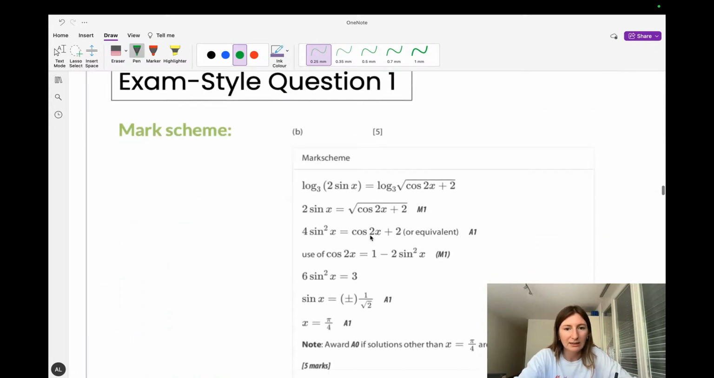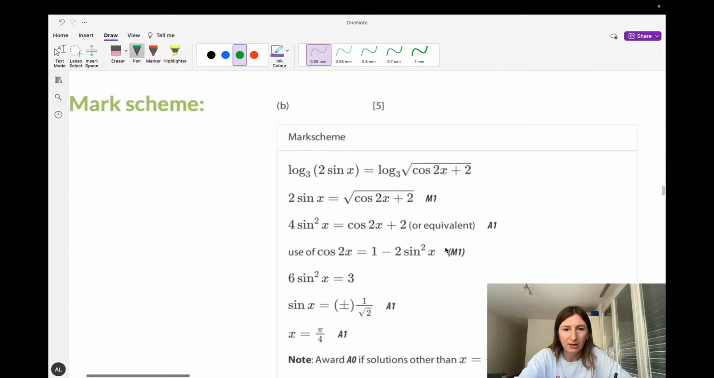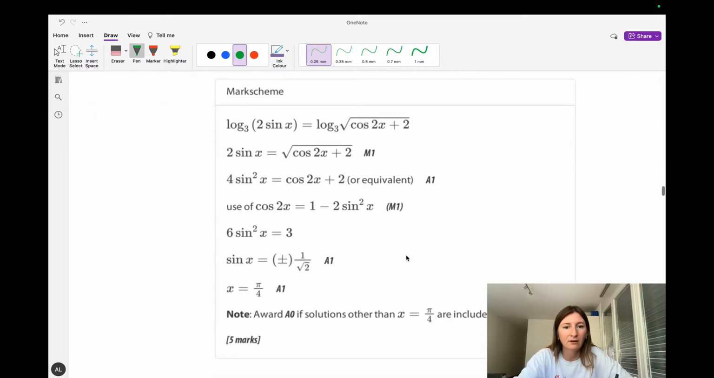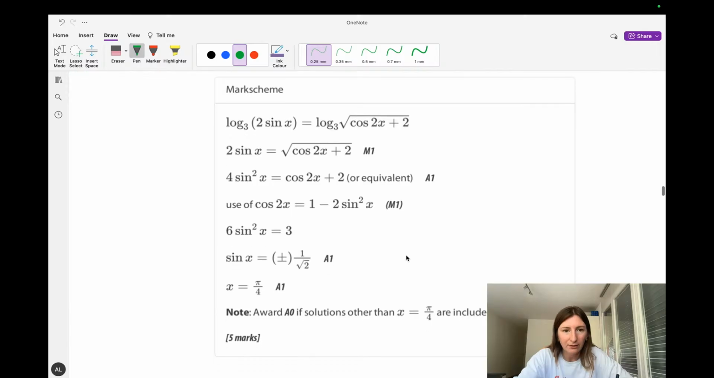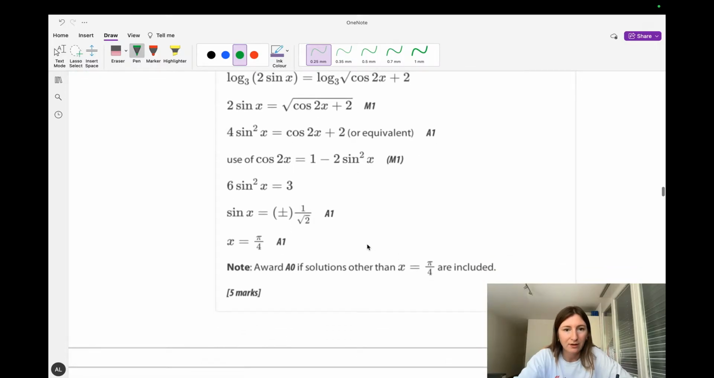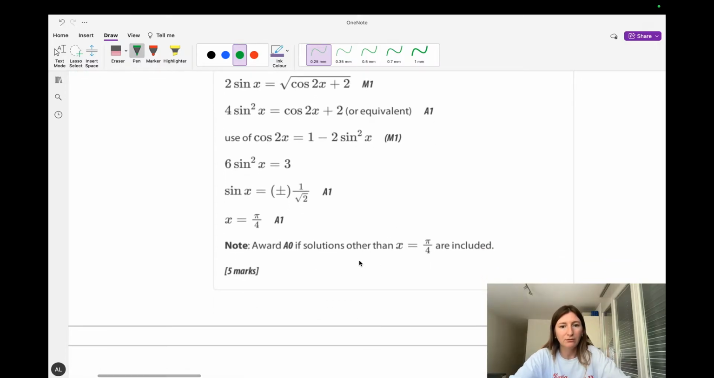All right, for B, nothing too crazy here, just solving questions. It's important to note about the domain. If you showed other solutions because you didn't know the domain, then you would get a 0 for that. So you wouldn't get that final mark.